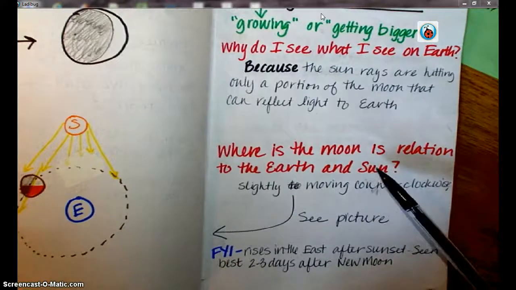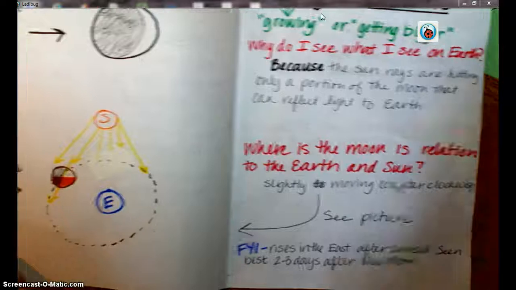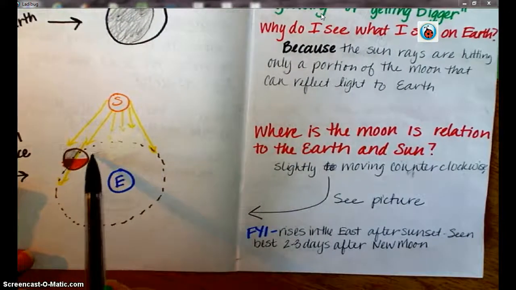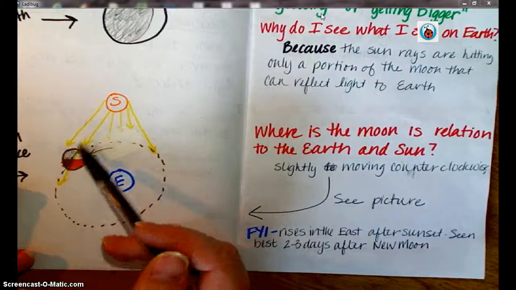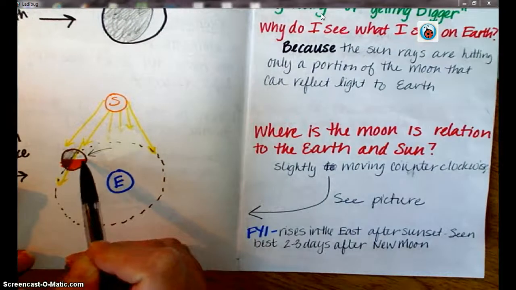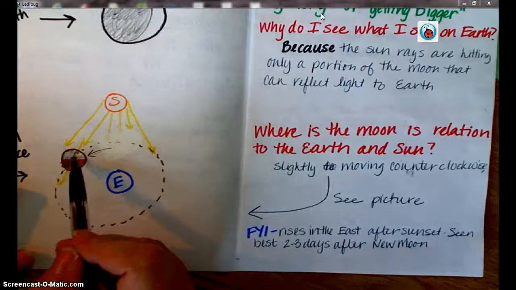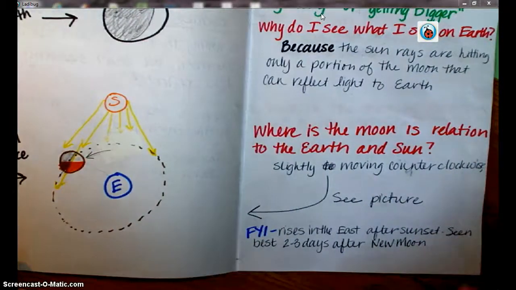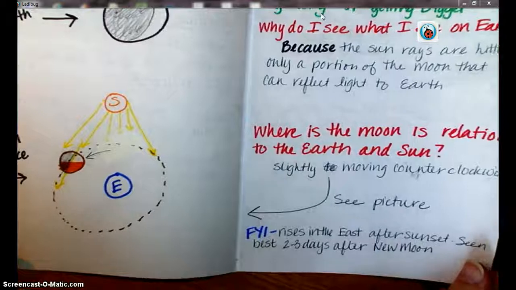Okay, so what you have is the moon is starting to move counterclockwise, which means opposite of a clock. And I'm going to show you the picture over here. If you look at my picture over here, I have the sun and the earth, and I have my moon, you'll notice, has moved a little bit this direction. Now all the sun rays are hitting the moon right here. There's no sunlight hitting this side, so that's going to be the dark side of the moon. I am only going to see a tiny little portion of this. As the moon moves on this way, the more light that I'm going to see. A waxing crescent moon is going to rise in the east after sunset, and it's seen best about 2 to 3 days after your new moon.